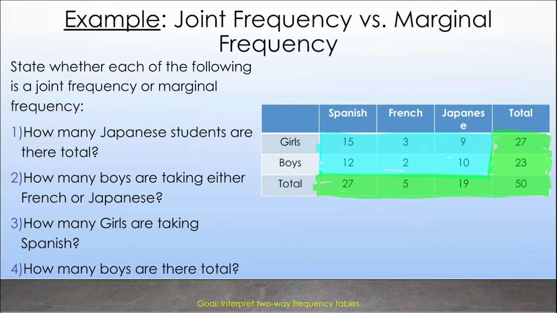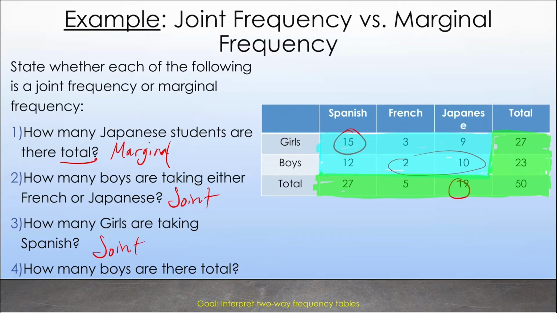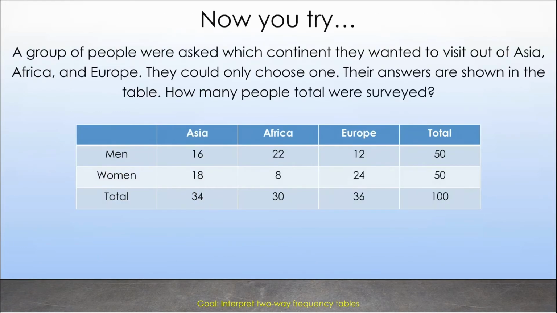How many Japanese students are there total? We're just going to write whether it's joint or marginal. Japanese students total, well, that would be marginal, talking about a total. How many boys are taking either French or Japanese? That's in the blue. That would be joint. How many girls are taking Spanish? That is also joint. It's in my blue area. How many boys are there total? That would be marginal information. Marginal data on the ends.